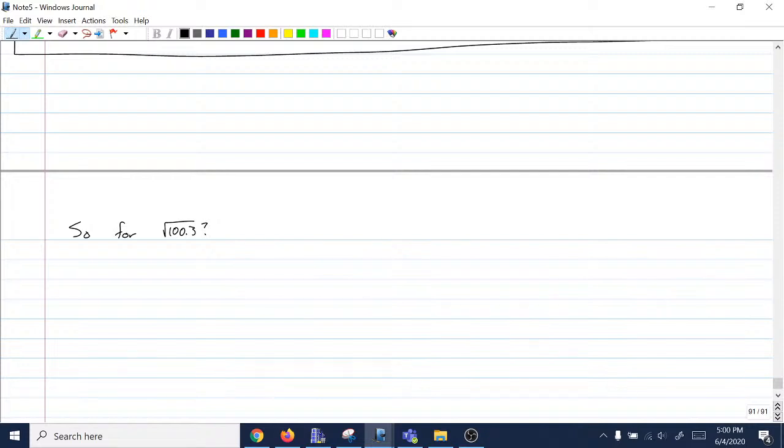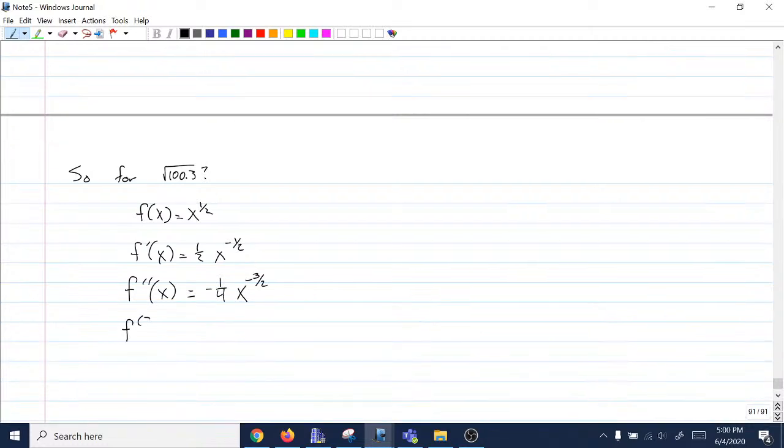Just to prove that this is useful, my function was x to the 1/2. Its derivative was 1/2 x to the negative 1/2. The second derivative will be negative 1/4 x to the negative 3/2. Maybe we can do the third one. It will be positive 3/8 x to the negative 5/2. I'll stop there. F of 100 is root 100, which is 10.